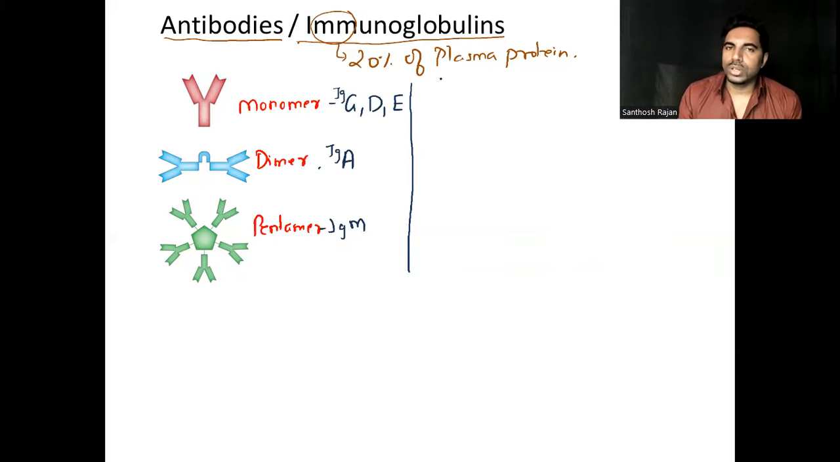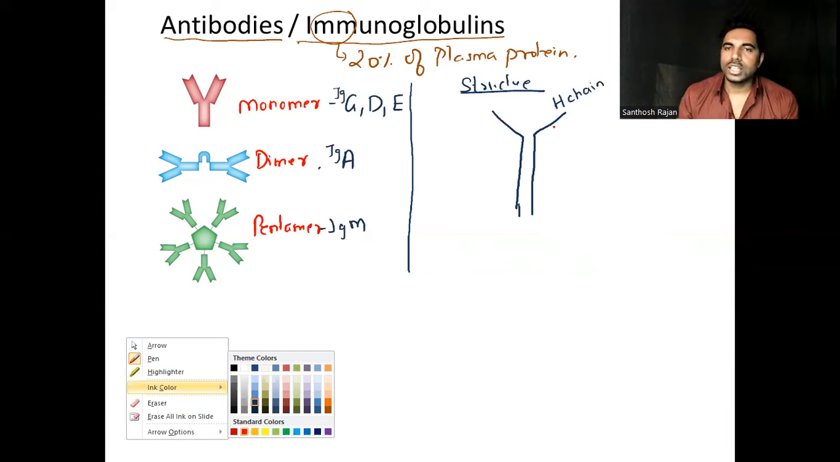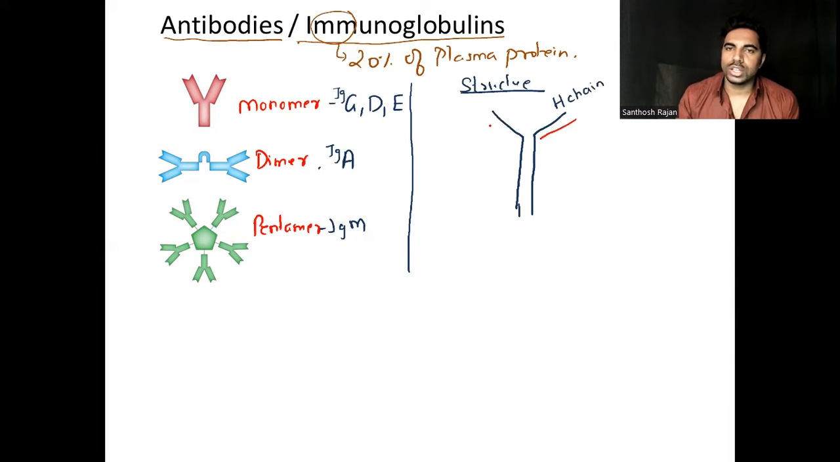First of all, let's talk about the structure. When you talk about the structure of an immunoglobulin, you have two long chains. This is called the H chain, the heavy or long chain, the big one. And then we have the short chain, the light chain, or short chain as we call it.